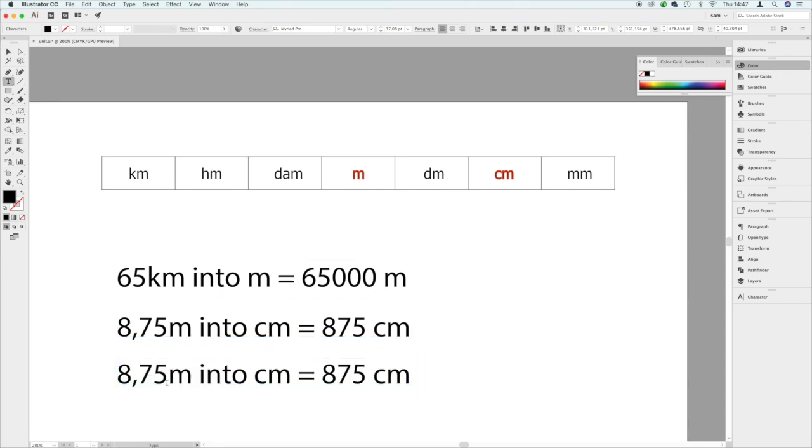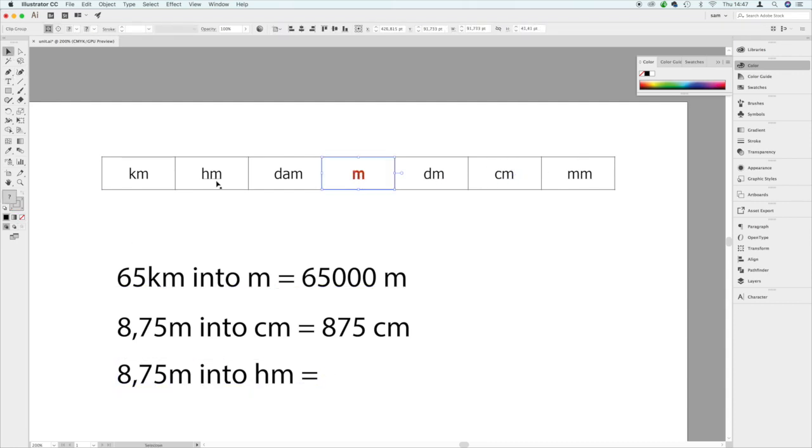In this case, I'm going to move to hectometers. So I use the same number, but instead of going from meter to centimeter, I'm going to go from meter to hectometer. So let's visualize that. 1 jump, 2 jumps. So we go 2 to the left. So I'm moving my comma 2 times to the left.